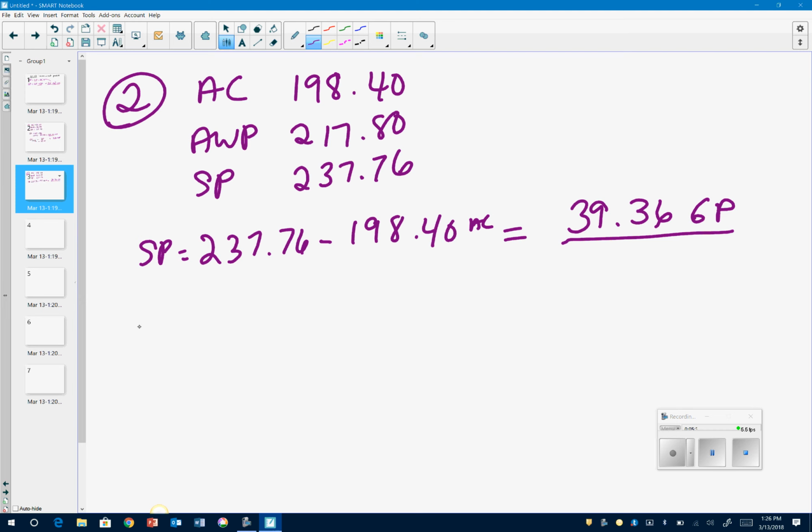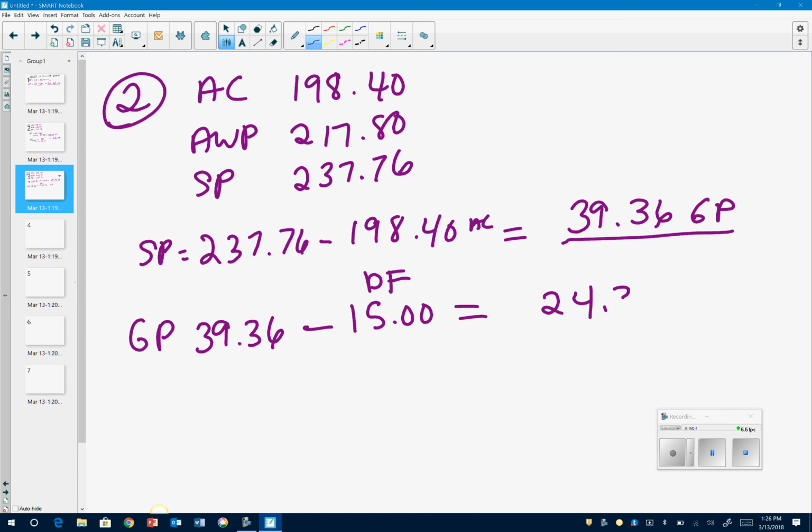You're going to take your gross profit, which is $39.36. You're going to subtract your dispensing fee because it's over $50, so it'll be a $15 fee. And so $39.36 minus $15 is $24.36.